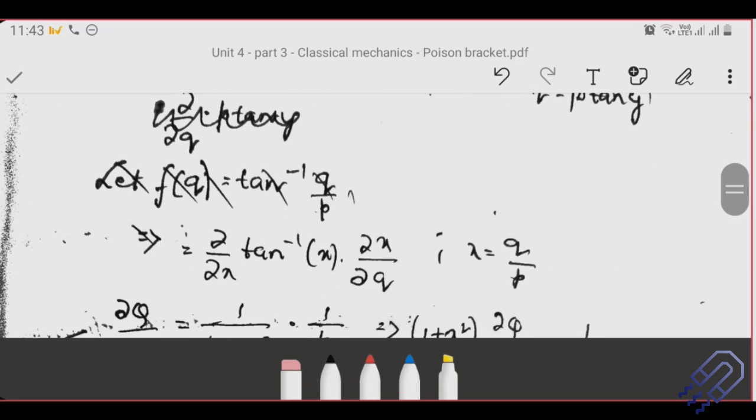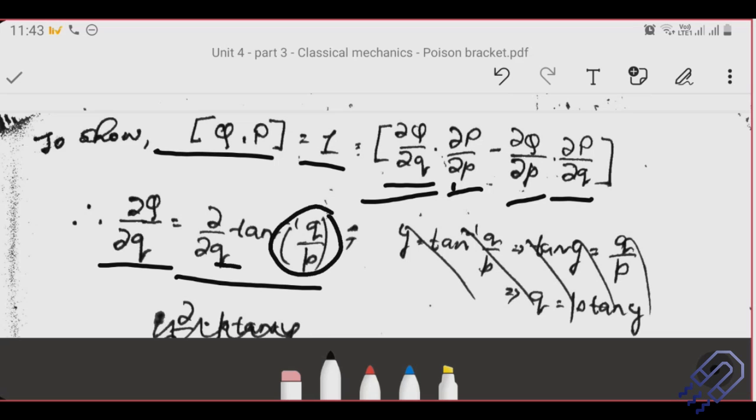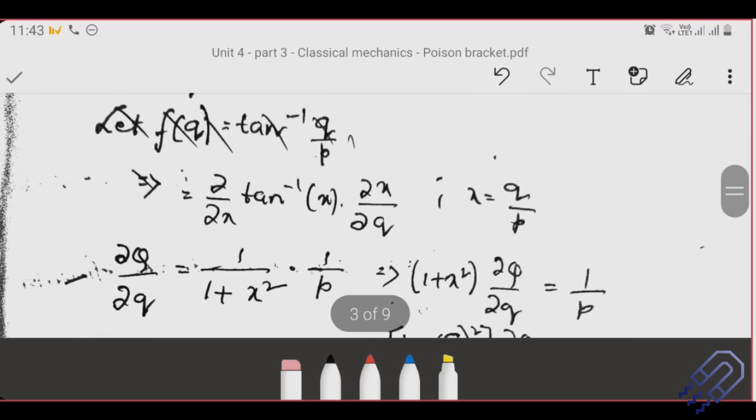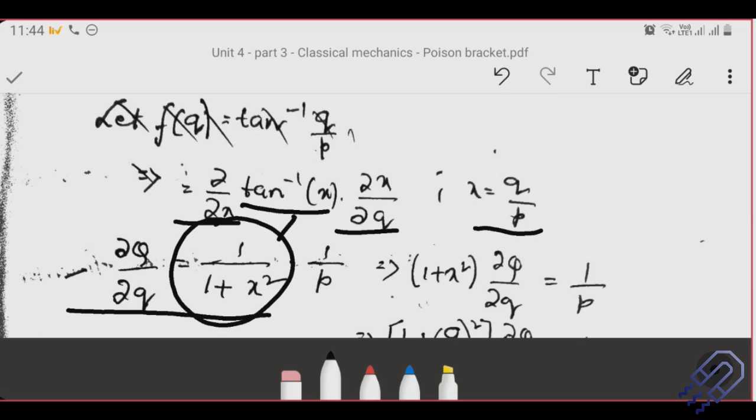We can always replace it with another variable and then differentiate. You can always take this as x, so it will be del x of tan inverse of x, del x by del q. So del x of tan inverse of x, and x is equal to q divided by p. And you know del theta of tan inverse of theta is 1 divided by 1 plus theta square. So if you remember that, you can just simply put this result here.